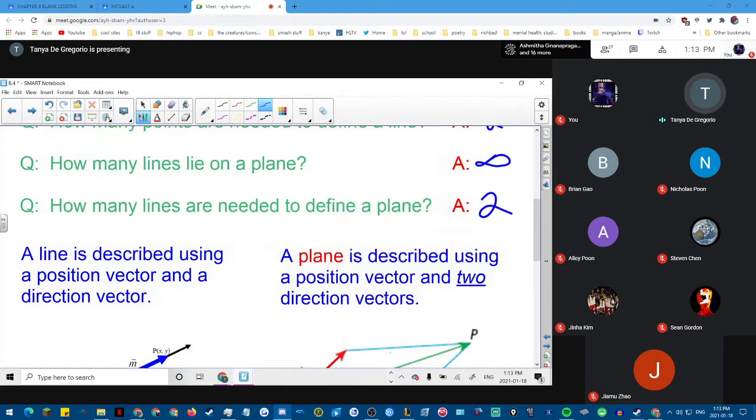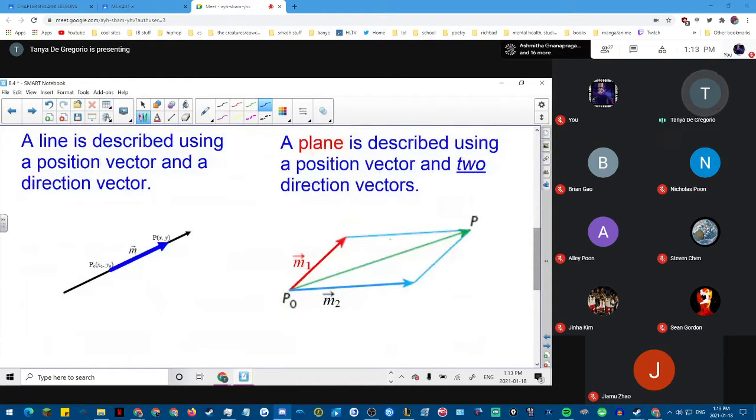All right, so a line is described using a position vector and a direction vector, but a plane is now described using a position vector and 2 direction vectors. Okay, again, because we want to define the plane. Okay, notice here, P naught P is the resultant, right, of M1 plus M2.